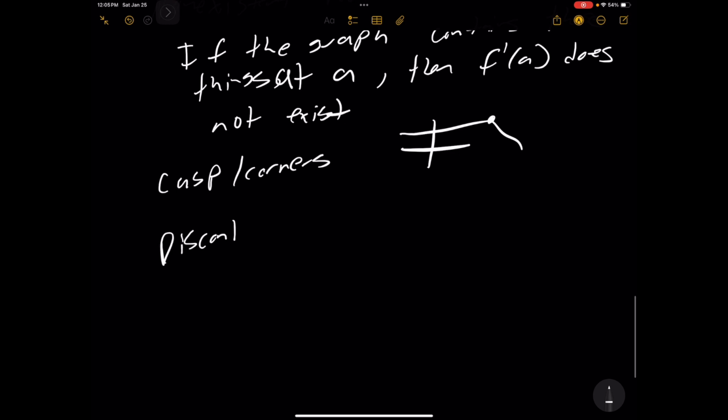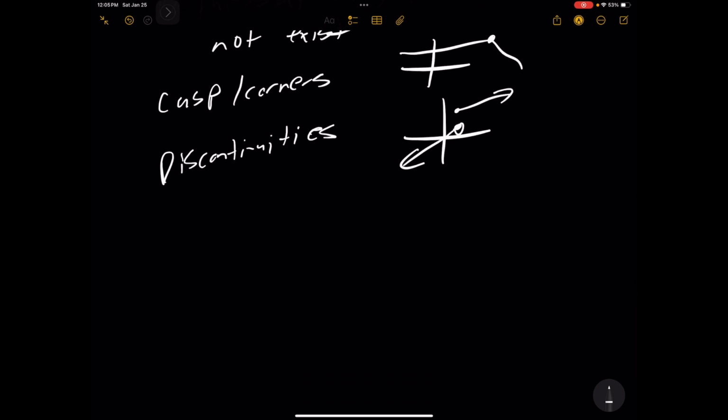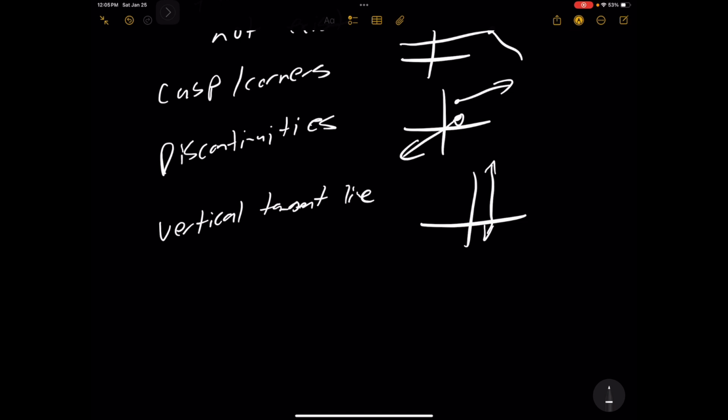Next, discontinuities. We already saw that. The limits definitely don't exist in the case of a jump discontinuity, where the limits aren't going to match up. And then a vertical tangent line. A vertical line definitely is not differentiable. You can think of the slope as heuristically telling you how steep something is. Well, a vertical line is infinitely steep. And so the limit doesn't exist. There's no number value that we can assign to that.